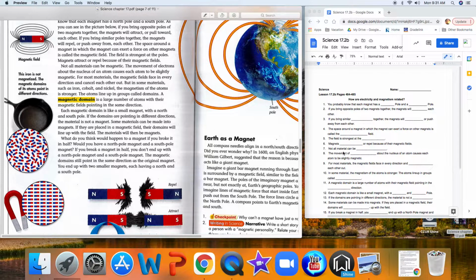Number 9 says, for most material, the magnetic field faces in every direction, and therefore what happens? They cancel each other out. So guys, that's in the middle here. If I'm going in every direction, we cancel each other out because it's not a strong magnetic field. That leads you to number 10. In some material, the magnetism is stronger. Why? The atoms line up in groups that are called domains. 11, your definition. A magnetic domain is a large number of atoms with their magnetic field pointing in the same direction. If I'm in the same direction, I'm magnetic. If I'm in a different direction, I'm not magnetic.